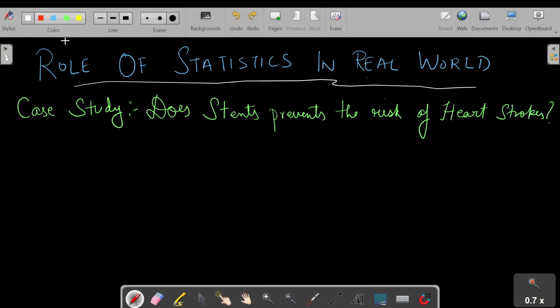Hello friends, today we will be looking into the role of statistics in real world case scenarios. The case study that we will be discussing today is: do stents prevent the risk of heart strokes? Before we go into this, let's understand what a stent is. A stent is basically a medical device that is put in the blood vessels near the heart to prevent the risk of any heart strokes in patients who have already faced heart strokes.